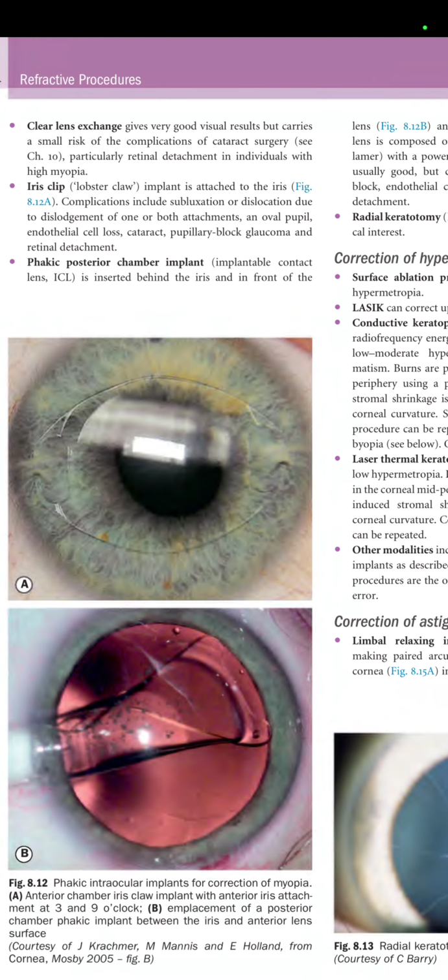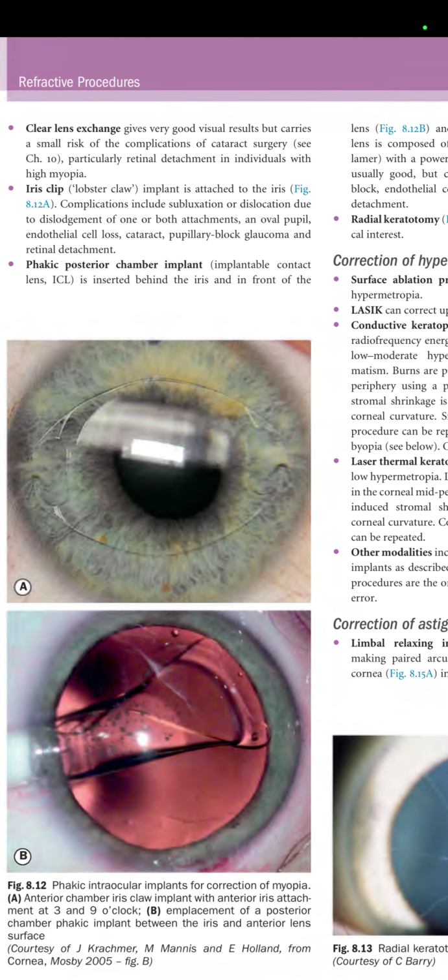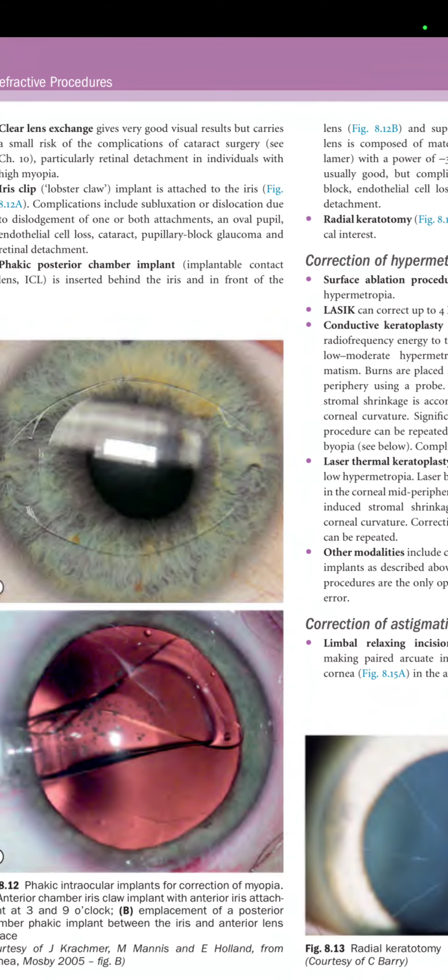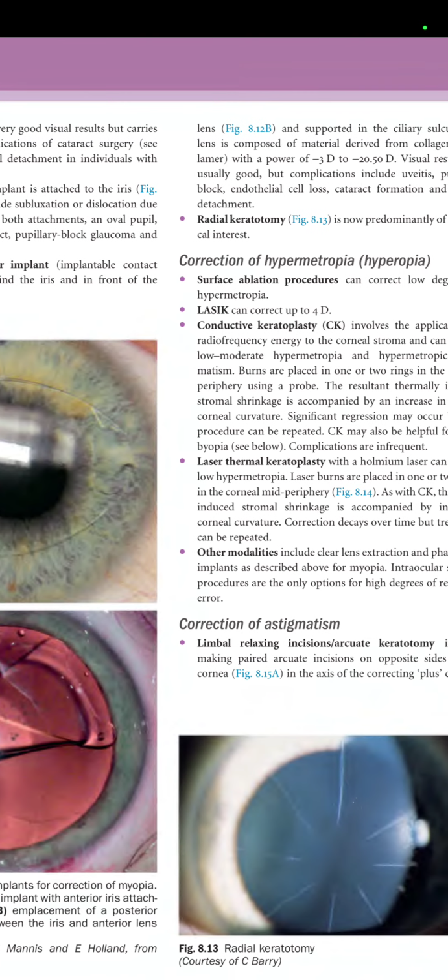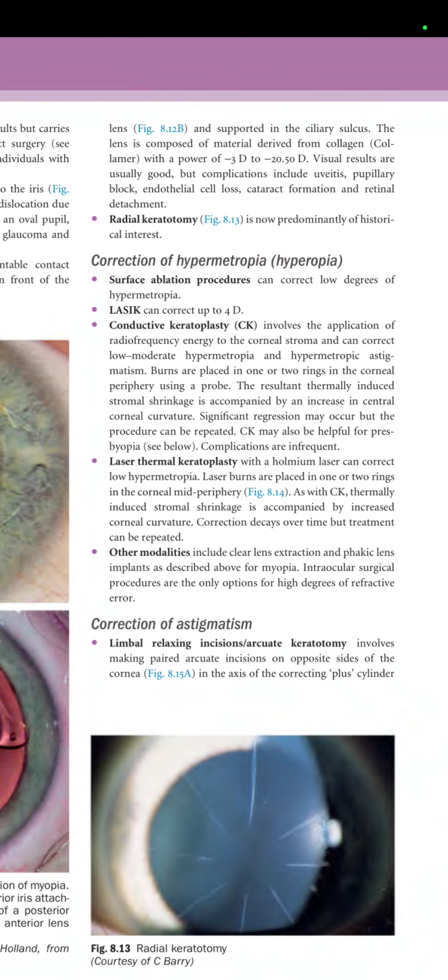Phakic posterior chamber implantable contact lens. It is just like the patient is having a contact lens on the lens. It is inserted behind the iris and in front of the lens and supported by the ciliary sulcus. The lens is composed of a material derived from collagen, collamer, with a power of -3 diopter to -20.50. Visual results are good, but complications include uveitis, pupillary block, endothelial cell loss, cataract formation, and retinal detachment.